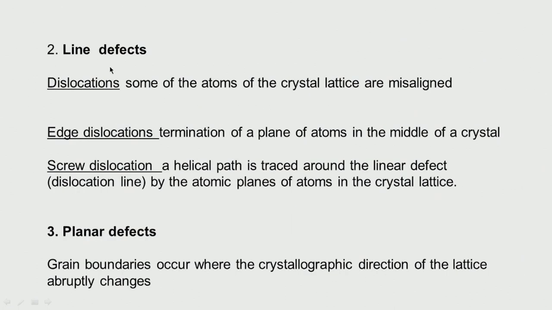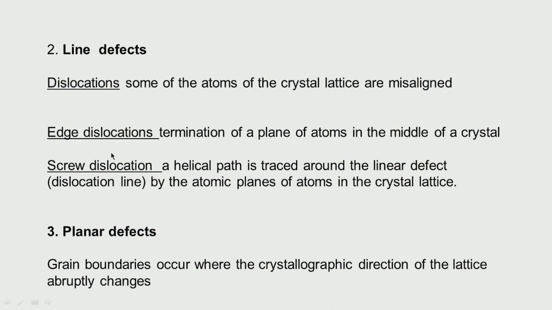Line defects are called dislocations. That means some of the atoms are misaligned. Instead of being uniformly in a straight line, they are misaligned. The misalignment can be in a linear fashion, or it could be in a curved fashion. Linear fashion, we call it edge dislocation, that is termination of a plane of atoms in the middle of the crystal, or screw dislocation, that means a helical path is traced around the linear defect. So instead of being a line, it could be twisted, so we call it screw dislocation. That's called a line defect.